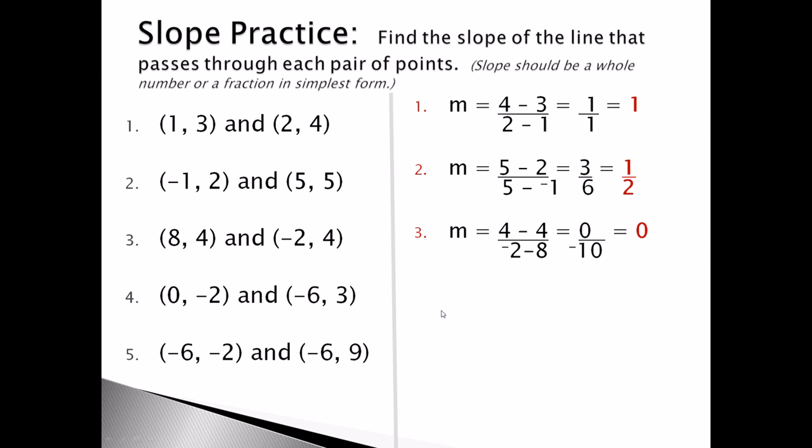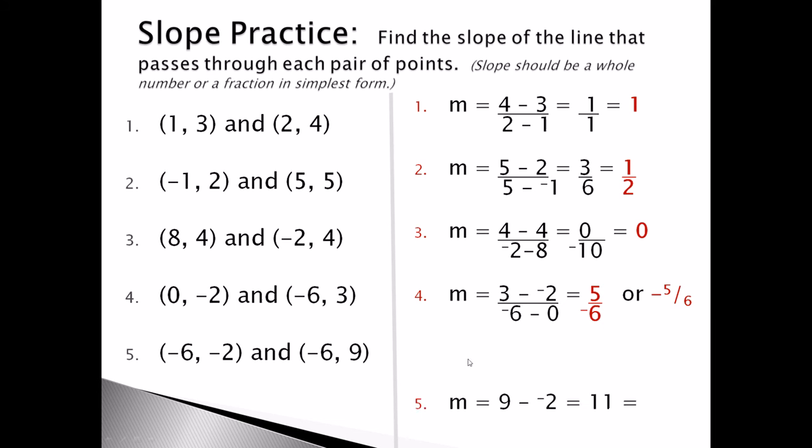Okay, number 4. I have 3 take away negative 2 is 5, and negative 6 take away 0 is negative 6. Now, a positive divided by a negative is going to be negative. So it doesn't matter where the negative sign is. Once you find out it's 5 over negative 6, we just say it's negative 5/6. That's the slope. Just put the sign off to the side, just as proper format. It's negative 5/6.